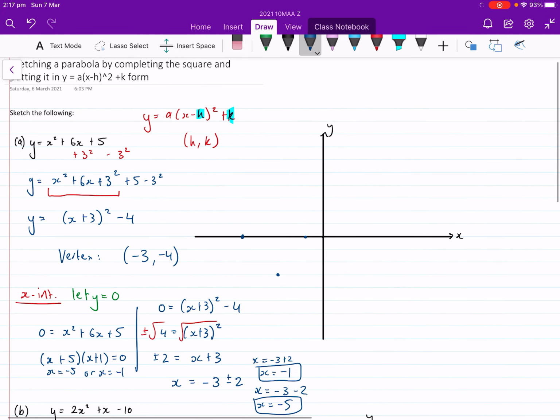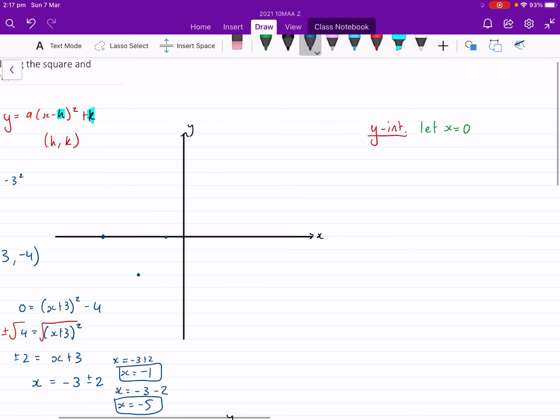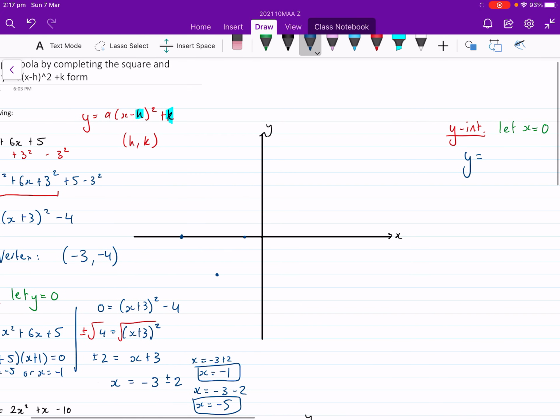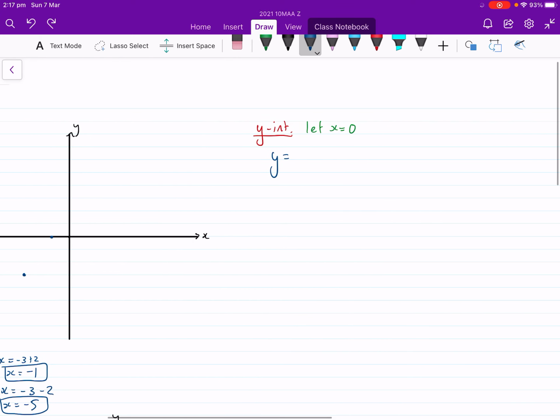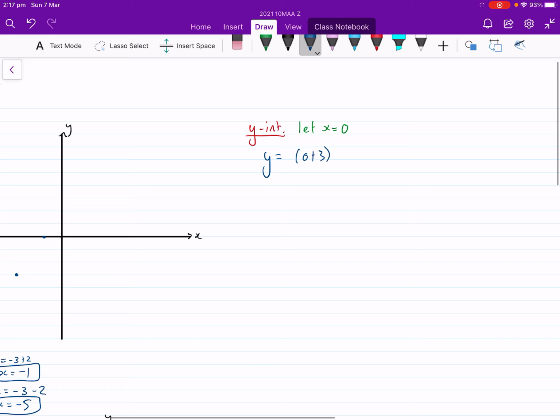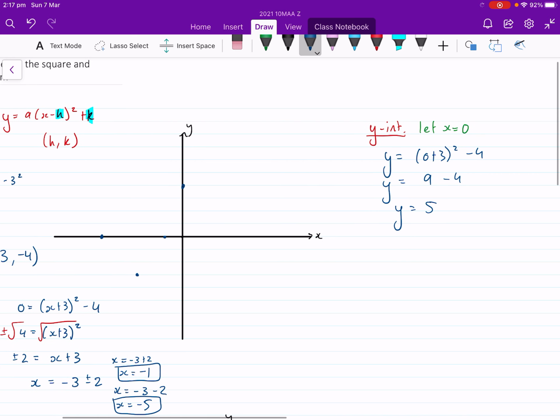Not to scale. I do need to find my y-intercept now, so I might do that over here. For the y-intercept, I'm going to let x equal 0, because the y-intercept will always have an x-coordinate of 0. That's why we sub that in. So I'll have y is equal to, and I'm going to use this form here, because that's what we're really trying to do in this type of scenario. So I'll go 0 plus 3 all squared minus 4, so that'll be positive 9 minus 4, so y here will be 5. So I'm going to have a y-intercept of 5.